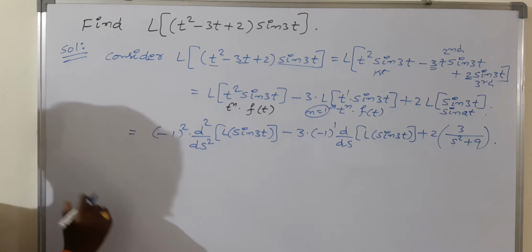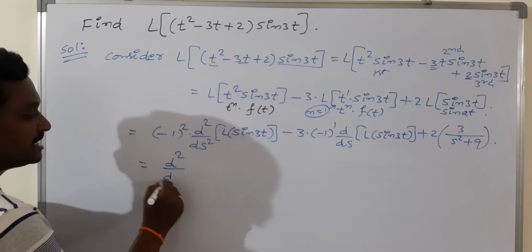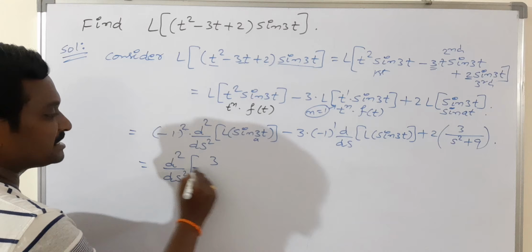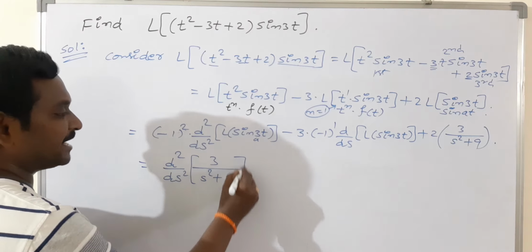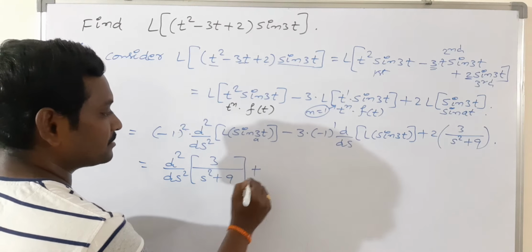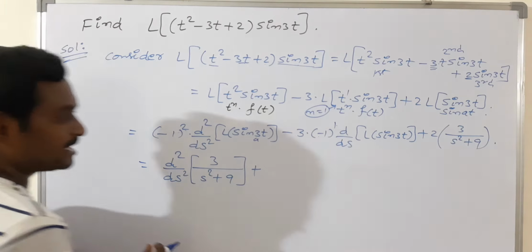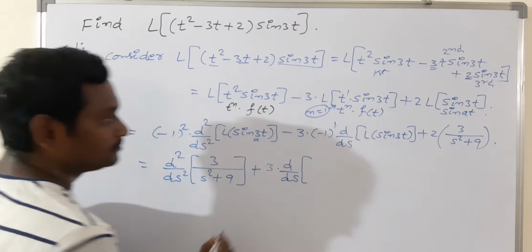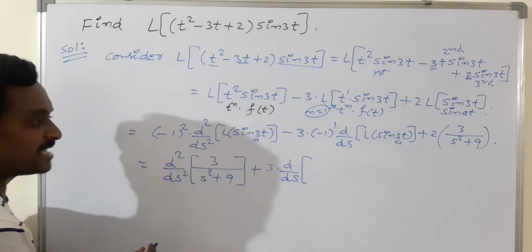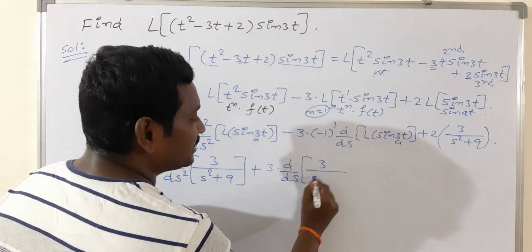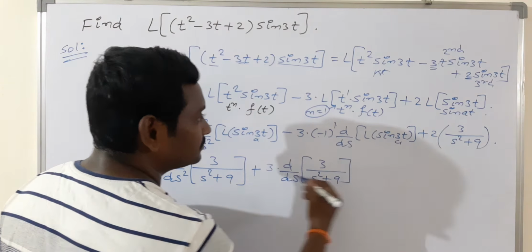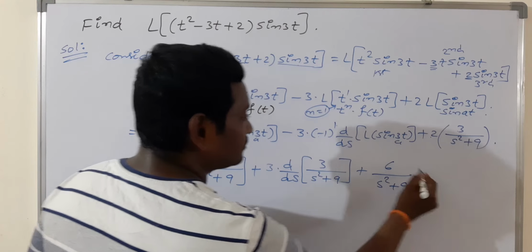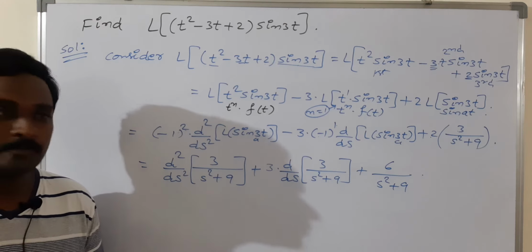Now minus 1 whole square is the positive term. d square by ds square of L of sin 3t is in the form of L of sin at, which is 3 by s square plus 3 square, which is 9. Minus of minus plus, minus 1 whole power 1 is minus, so minus minus becomes positive. 3 into d by ds of L of sin 3t, it is also in the form of L of sin at. That's why you can write as 3 by s square plus 9, plus 2 threes are 6, 6 by s square plus 9. Last part is completed. Okay.